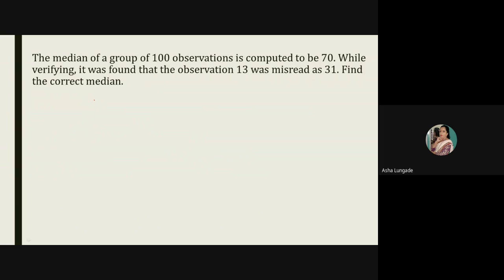What is it? The median of a group of 100 observations is computed to be 70. म्हणजे median काढला आहे ग्रुप ऑफ 100 ऑब्झर्वेशन. 100 ऑब्झर्वेशन म्हणजे हे काय झालं? एन. छोटा एन किंवा मोठा एन आता याच्यावर डिपेंड आहे. सो एन आहे 100, median किती आहे? 70. While verifying, it was found that observation 13 was misread as 31. So find the correct mean, median.